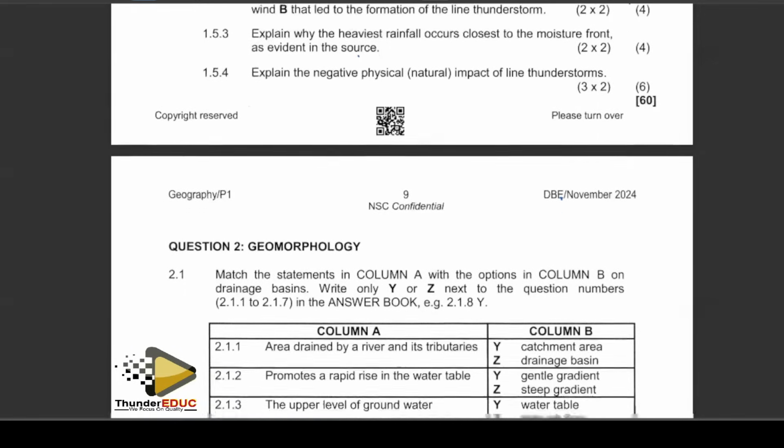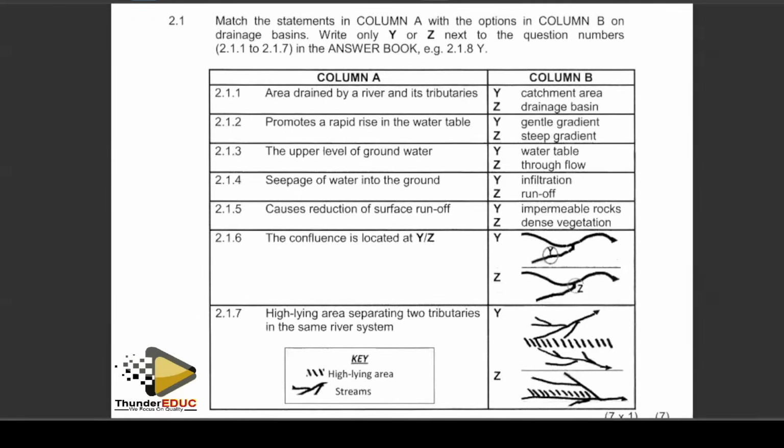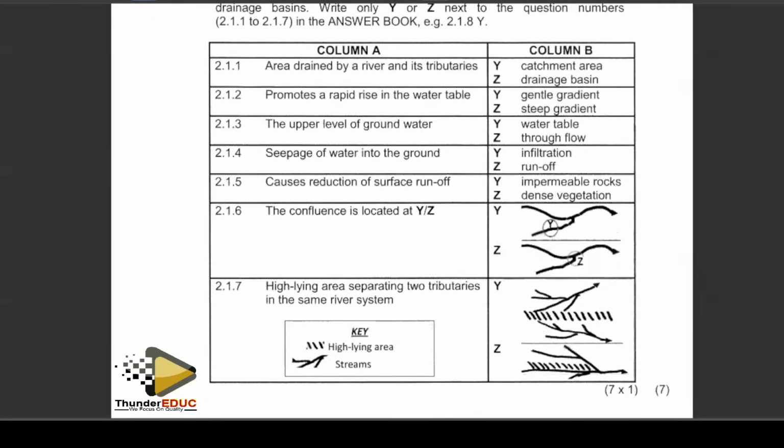Looking at geomorphology, you should be familiar with the concepts, but they are equally important. You get questions on the concepts. You must be able to figure out the different geomorphological concepts and relate them to the given questions. Let's go to our question.